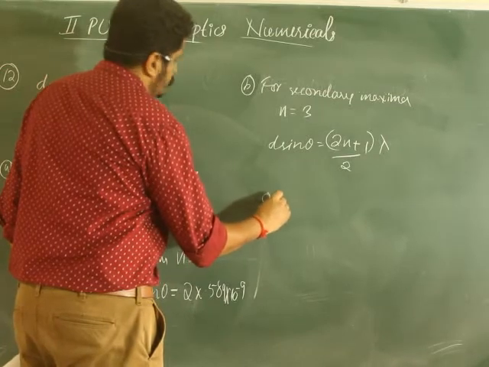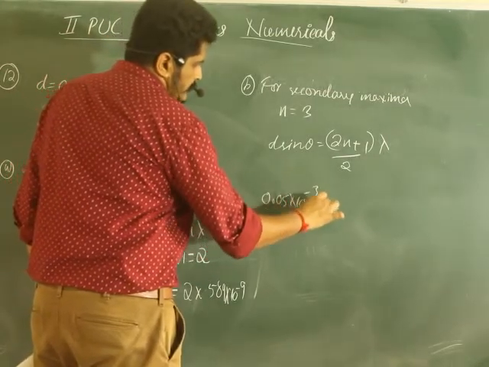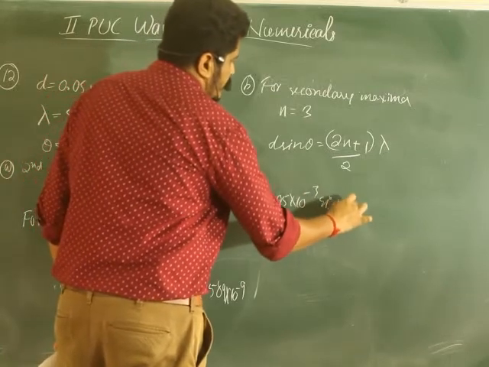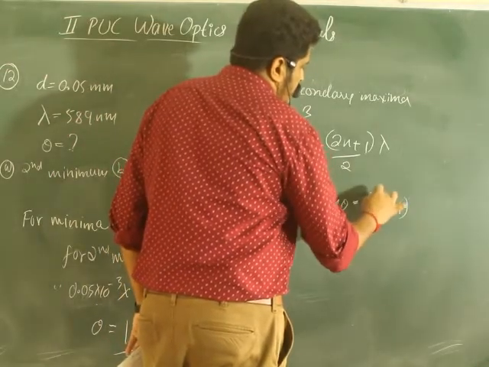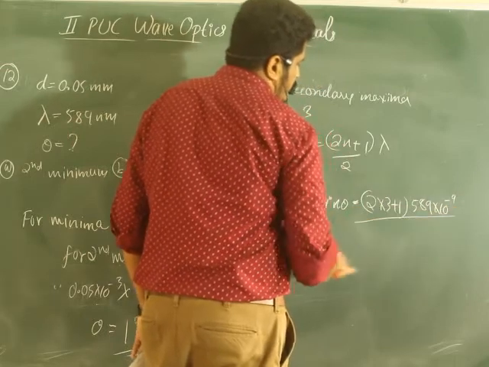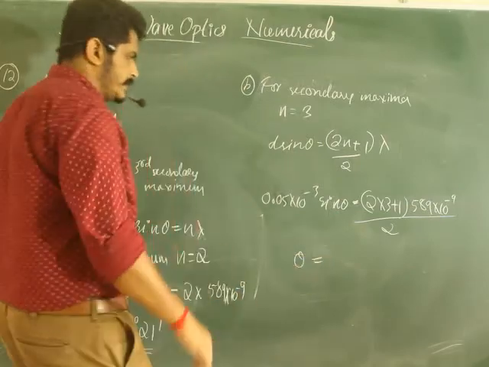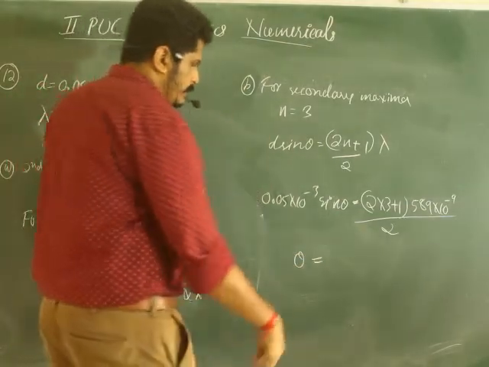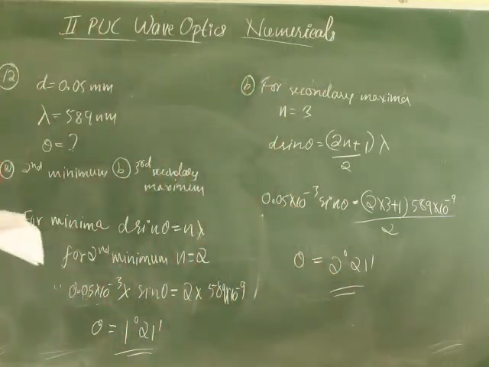So this is 0.05 into 10 power minus 3 sine theta is equal to (2 into 3 plus 1) into 589 into 10 power minus 9 divided by 2. So here also take the sine inverse, all those things. Your answer has to be 2 degree 21 minutes, something like this you will get. Hope you are able to understand all this.